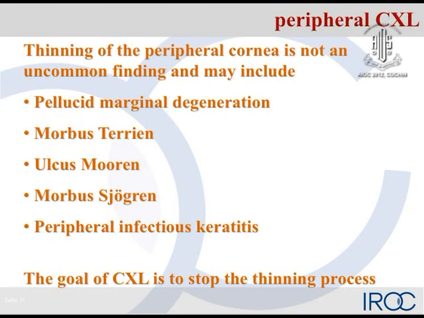In advanced cases of pellucid marginal degeneration, that's where the name is coming from, a marginal degeneration, you have very thinning in the periphery. Morbus Terrien, Mooren's ulcer, of course, you see it with a sharp edge in contrast to morbus Terrien. In some cases of Sjögren syndrome, and of course in peripheral infections, keratitis, you see that thinning, which can continue even after the infection. And the goal of cross-linking in those applications is, of course, to stop that thinning process.